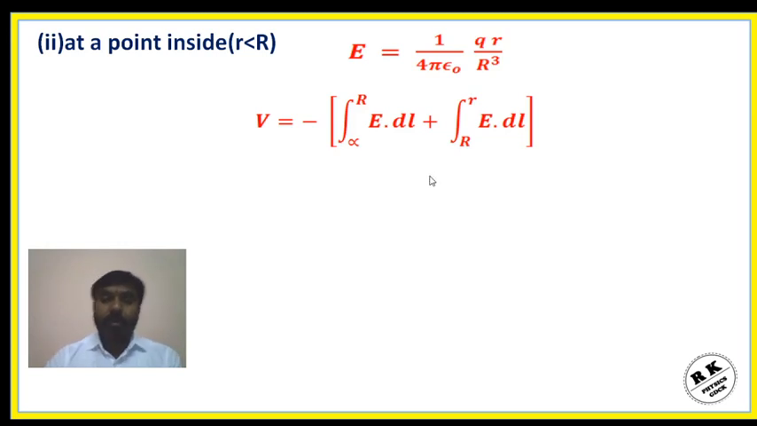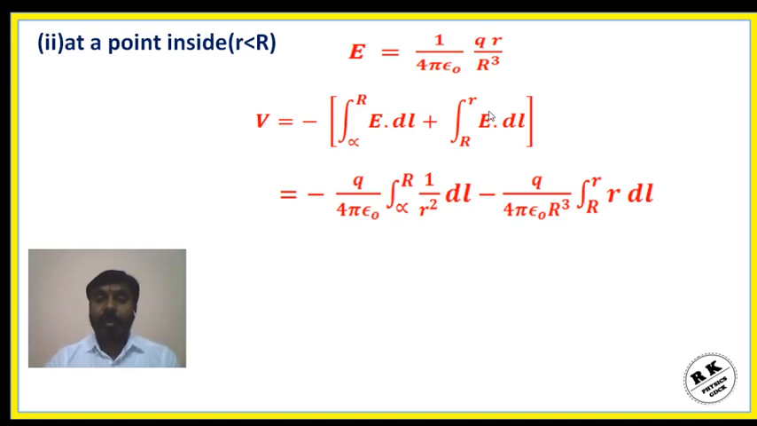Now you know the values. Outside the distribution it is just 1 upon 4 pi epsilon naught q by r square. Inside it is mentioned here. This we have seen in the previous slides. Now if we integrate this, we know that the integral of 1 by r square is minus 1 by r, and here the integration of r dr will be r square by 2.